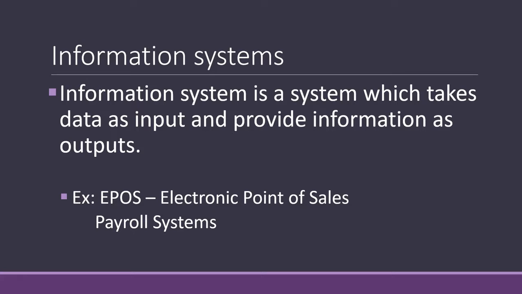It has some items and they should be interrelated, as well as they should work for some kind of goal. So some examples we can take are the electronic point of sale or EPOS system, payroll systems, billing systems, even office application management systems. Many software available are information systems.